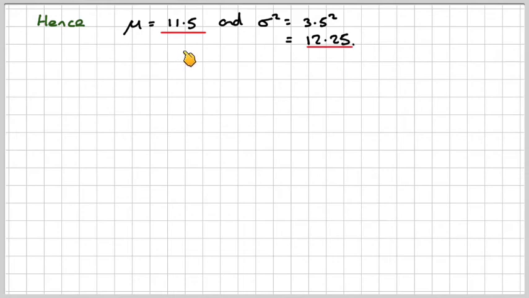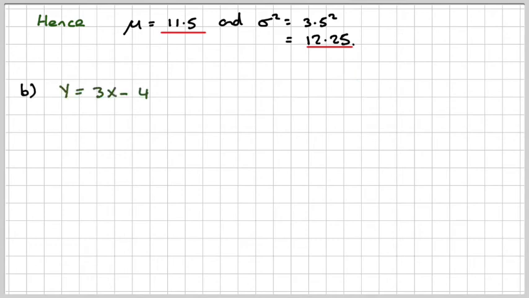Writing that down, but the question actually asks us for sigma squared, so just remember that, we'll need to square the sigma, which is 3.5 squared, which is 12.25. So the answers are, the mean is 11.5 and the variance is 12.25.